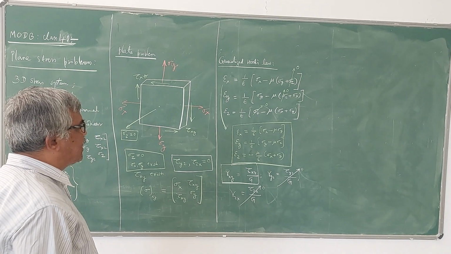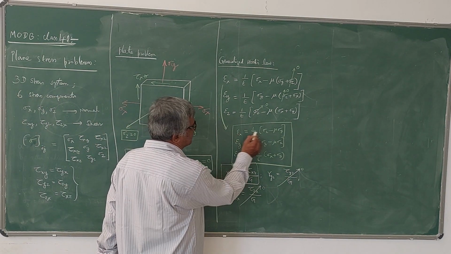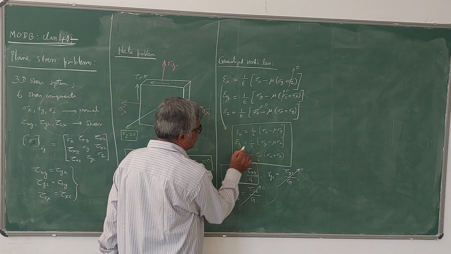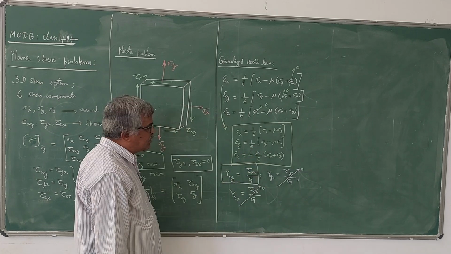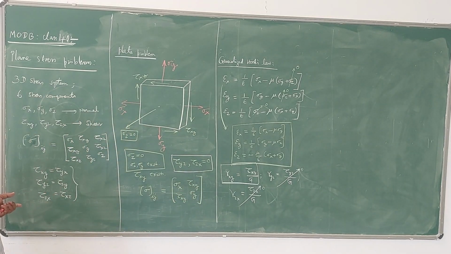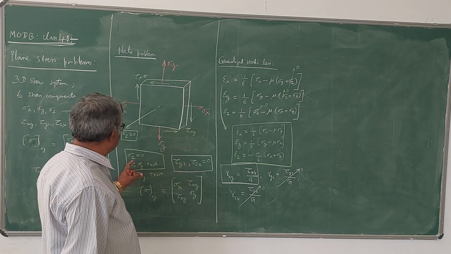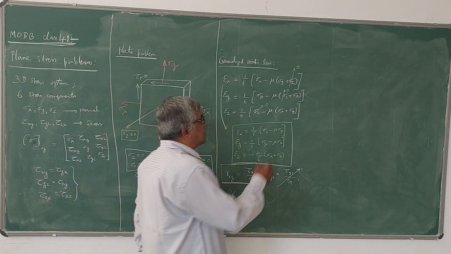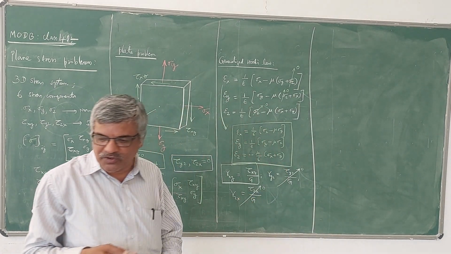So the governing equations of a plane stress problem are epsilon x is equal to this much, epsilon y is equal to this much, epsilon z is equal to this much, gamma xy is tau xy by G, where the other three stress components, that is tau yz, tau zx and sigma z, will be zeros. So this is how we can explain a plane stress problem.